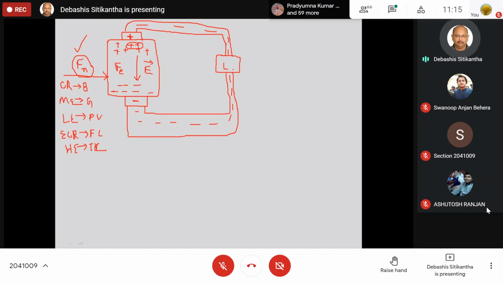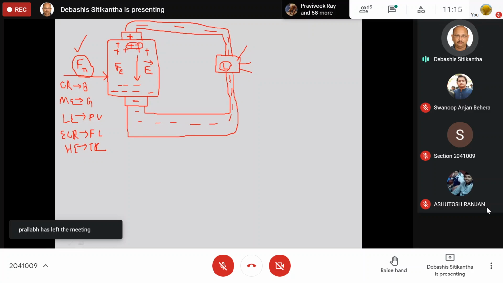And when current flows, the load is going to produce some energy over here. So as we have considered that this is a tungsten filament bulb, when the current is going to flow through it, it is going to give out light energy.